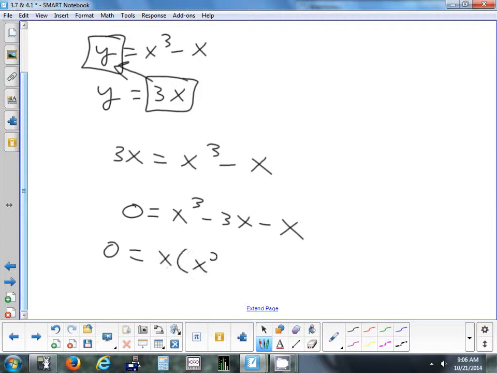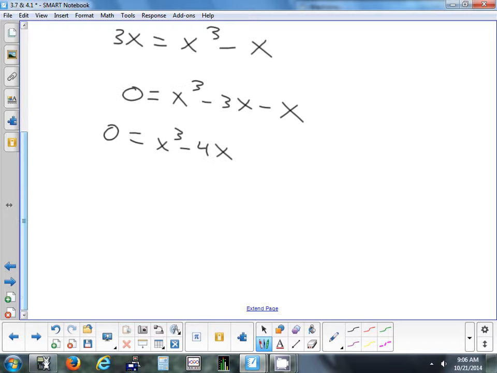So we have x squared minus, let's see. Actually, you know what? We could even combine the like terms first. Let's do that. Or you could factor it. It doesn't matter. So x cubed, what's negative 3x minus x? Yeah. Negative 4x. Negative 4x. All right, now let's factor it out.